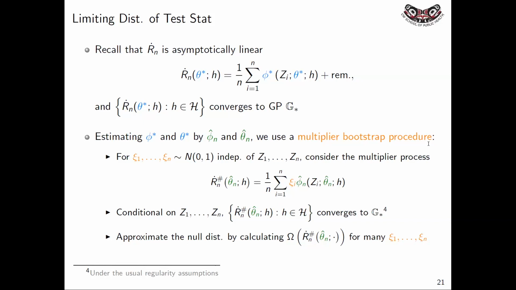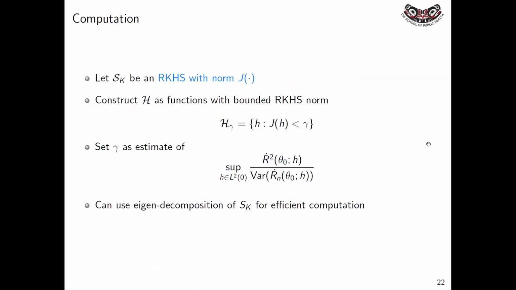And this is under the same type of regulatory assumptions that you would expect. Now, going to computation and thinking about how we construct this in practice. In practice, what we've done is that we've taken our S sub k to be some reproducing kernel Hilbert space with a norm J. And then we construct the function class H as functions with bounded RKHS norm. So going back to your question, this is basically how we construct H.